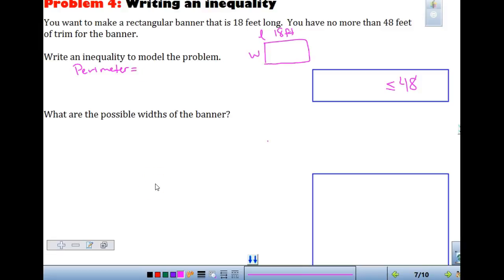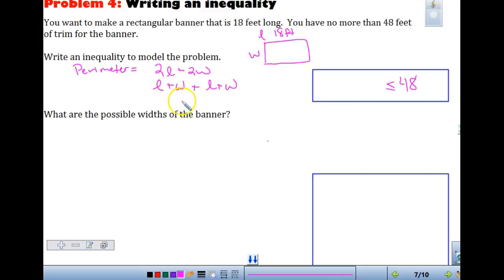Partners came up with 2L plus 2W. Anyone have a different way? Finding perimeter, what could you draw going all the way around it? L plus W, right? Plus L plus W. Simple. You just added going all the way around it. Perimeter, right?